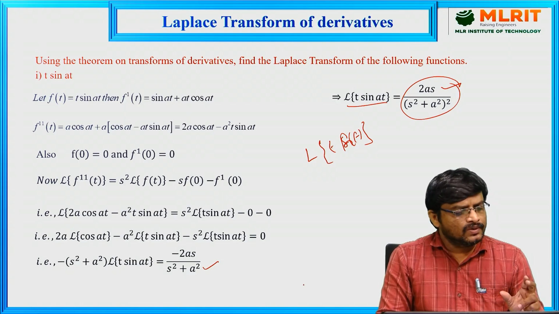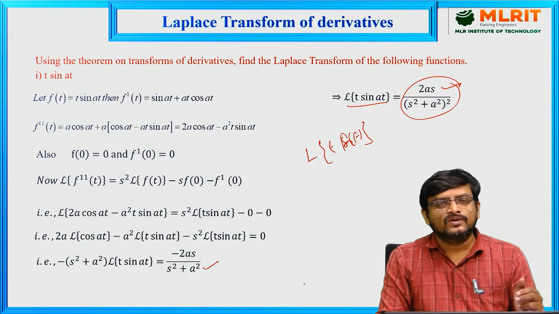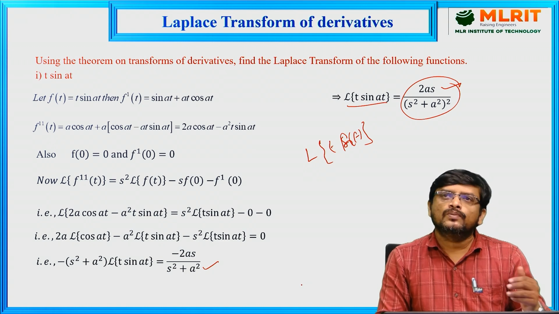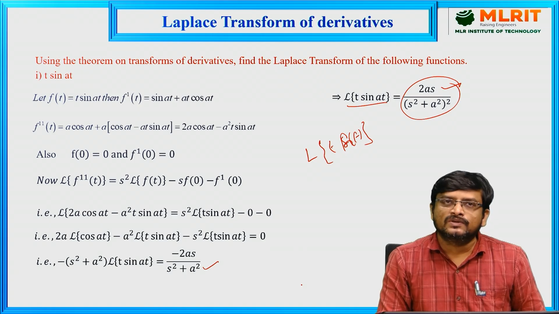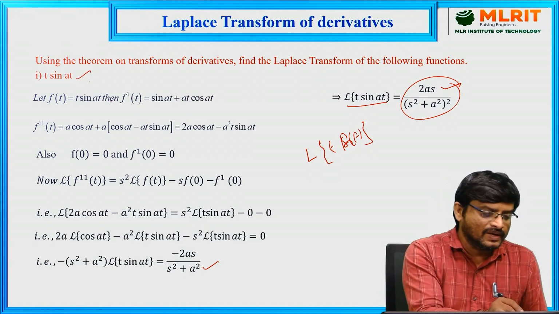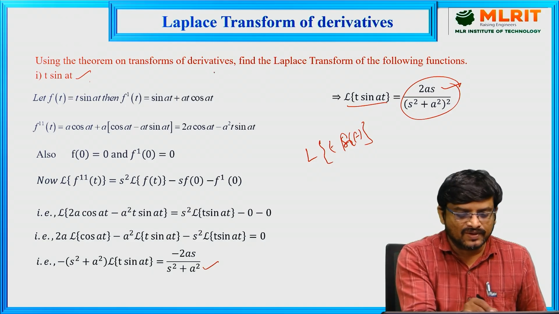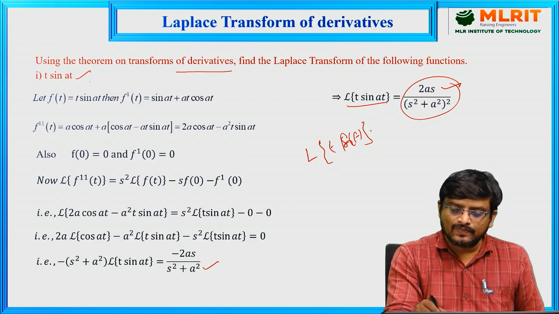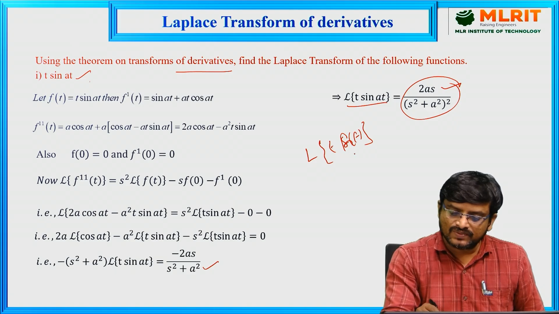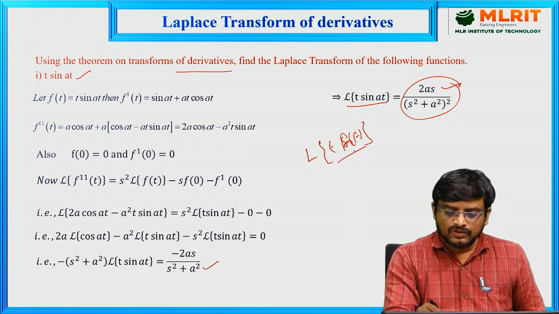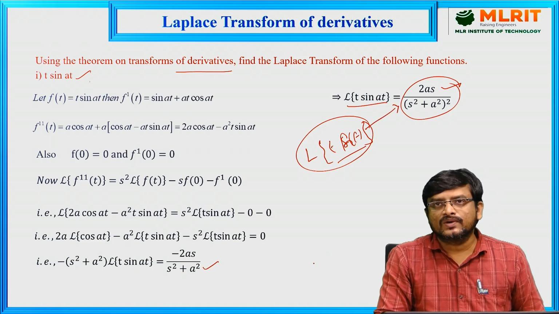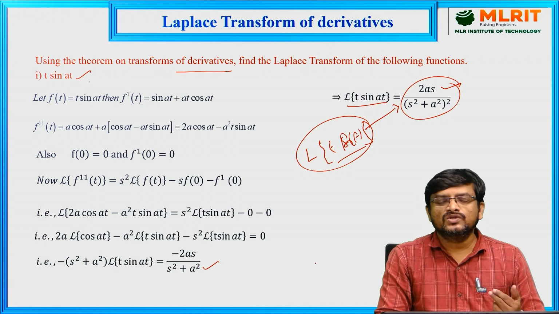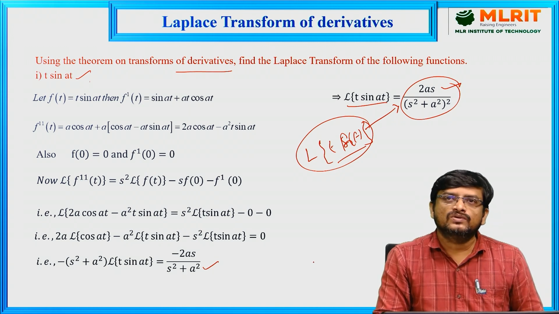So whenever we have some function and we want to find its Laplace transform, one or more properties will be useful to evaluate that Laplace transform value. We got this value by using the Laplace transform of derivative formula, and we can also apply another property, the Laplace transform of t into f of t. By using this also we get the same value, 2as by (s square plus a square) whole square. So whichever we are comfortable with, we can use that property and find the Laplace transform of the given function.